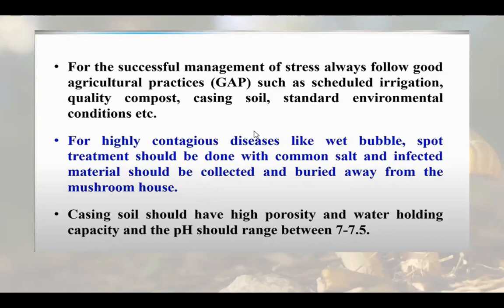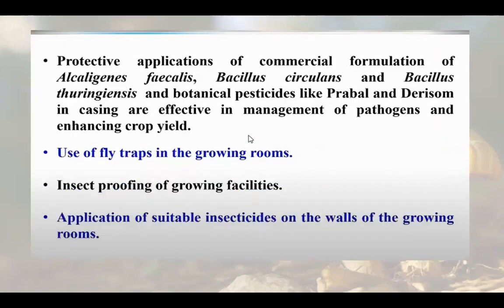Casing soil should have high porosity and water holding capacity, and pH should be 7 to 7.5. While studying about casing, we have seen it should have high porosity, meaning pores will be there so that oxygen can penetrate the casing material. And protective applications of commercial formulations of Alcaligenes faecalis, Bacillus circulans, and Bacillus thuringiensis. These are all biopesticides, if you remember.